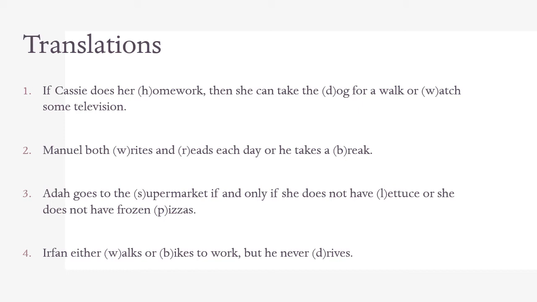If Cassie does her homework, then she can take the dog for a walk or watch some television. So we see that there are three different letters that we have. We have an H, we have a D, we have a W. I'll change that D real quick. And I leave space in between them because there has to be some operator that goes between them. You can't have two letters that are combined together and butted up against each other. There has to be some operator between each proposition in propositional logic.